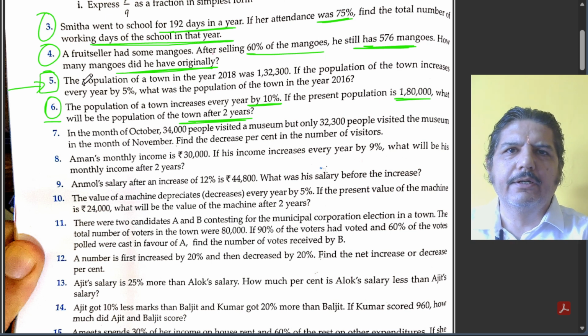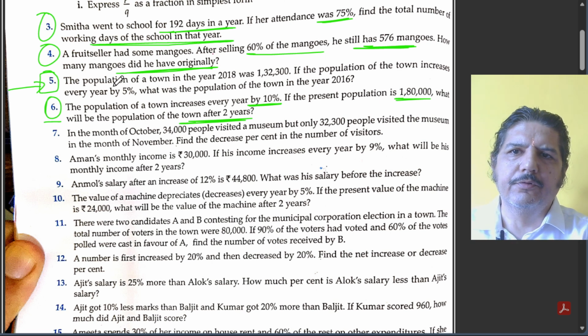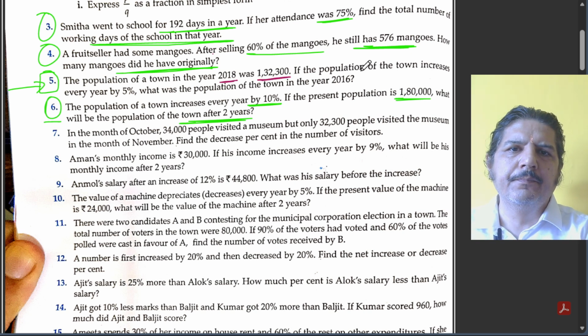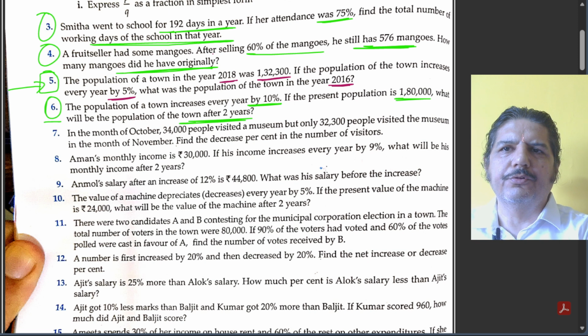So now we'll look at question number 5. The population of a town in the year 2018 was 1,32,300. If the population of the town increases every year by 5%, what was the population of the town in the year 2016? Let's try to understand this question first.